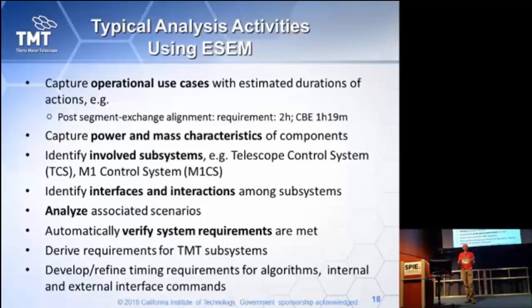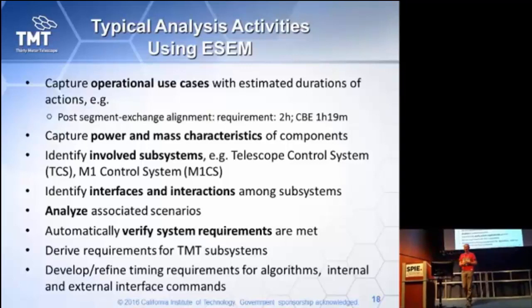As part of the process of behavioral and structural modeling, we identify all the involved subsystems, so we identify also the interfaces between those subsystems, so which requirements are on our side, which requirements are on the other side. We analyze the associated scenarios, so like the use case scenarios, and we automatically verify at the end the system requirements. And I will show you some video on how that works. And we derive then the requirements for the subsystems. And that also helps to develop and refine timing requirements and to find out the internal and external interface.